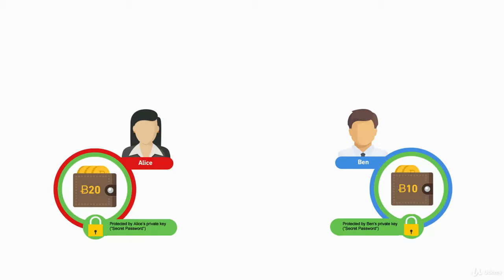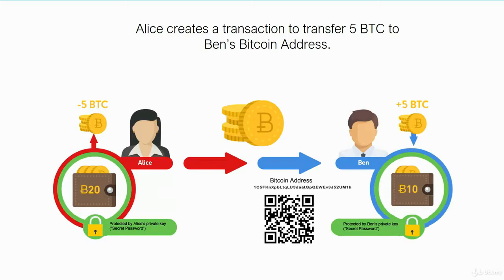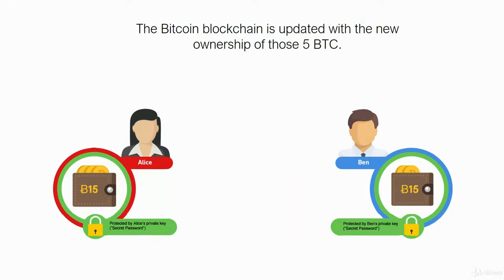In order for Alice to be able to transfer the 5 Bitcoins to Ben, Ben needs to share with her his Bitcoin address. His Bitcoin address is a hashed version of his public key. Upon receiving the Bitcoin address, Alice creates a transaction to transfer 5 Bitcoins to Ben's Bitcoin address. After the transaction is complete, the Bitcoin blockchain is updated with the new ownership of those 5 Bitcoins.